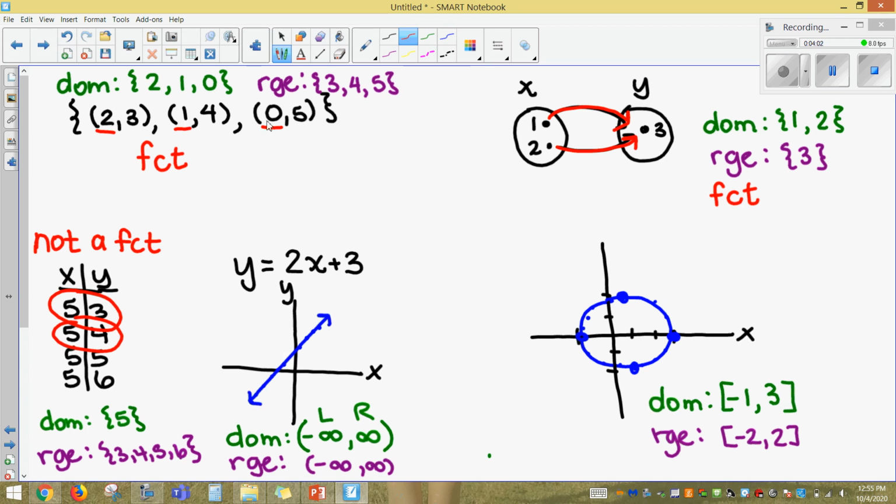When I have a list, or a table or a diagram, what we're looking for are the x values to repeat. And it doesn't matter if the y values repeat all day long. Every x value can be matched to the same singular y value, every single one. It's the x values that can't repeat. So there's no repeating up here. There was no repeating right there. But here I have 2 5s in the x column with different y's. So that's when I stop and say this is not a function.